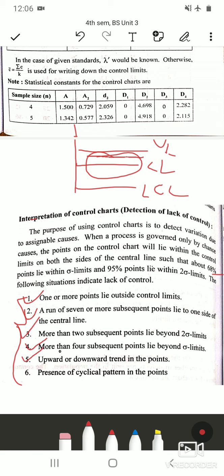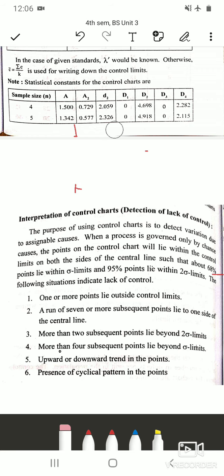Upward or downward trend in the points. Presence of cyclical patterns in the points. That is, if points go continuously in an upward or downward direction, or there is some particular cyclical pattern, in all such cases we say that there is some variation due to assignable causes.